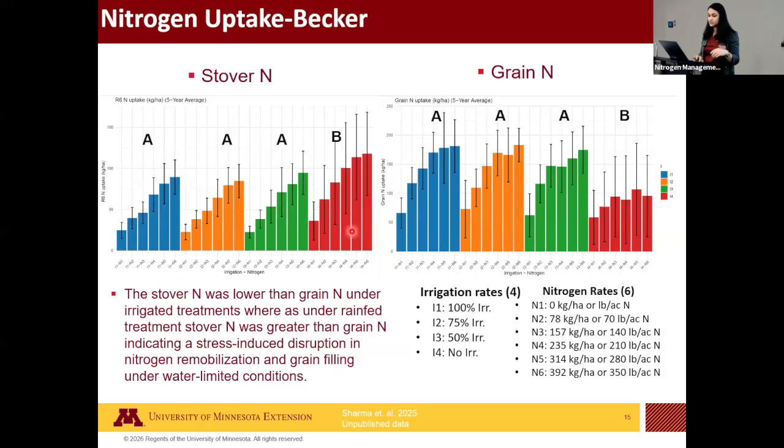What is interesting is that at Becker, in stover nitrogen at harvest, we have significantly higher nitrogen under rain-fed, so when we do not irrigate. However, in grain nitrogen, we have the lowest nitrogen in rain-fed. There is no significant difference between the irrigated treatments, which is very interesting: how the water changes all of that, where the nitrogen is located, how the plant is taking up that nitrogen, and where it is putting that nitrogen, depending on the water input.